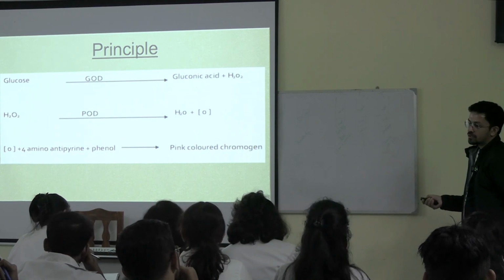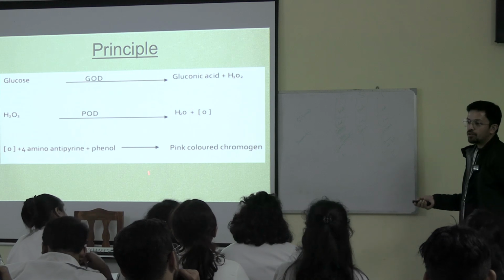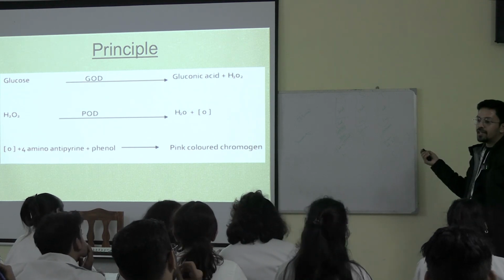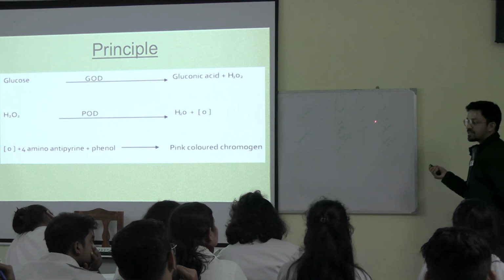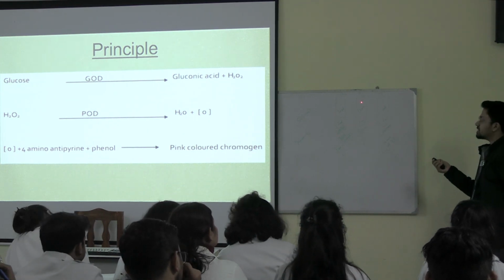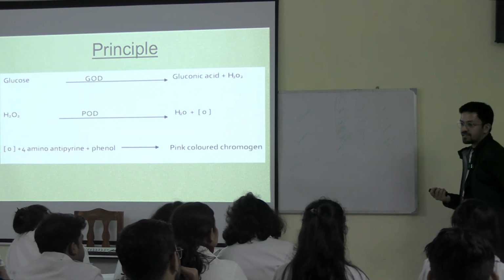the pink color constituent. And if there is no glucose, this pink color will not come, because this whole step will not take place. That is why when we are adding the blank, in the blank we are taking distilled water, there is no color change. But in the standard there is color change, because the glucose is there and it is a fixed concentration, that is 100 milligram per deciliter.